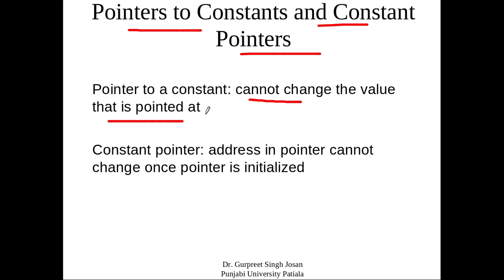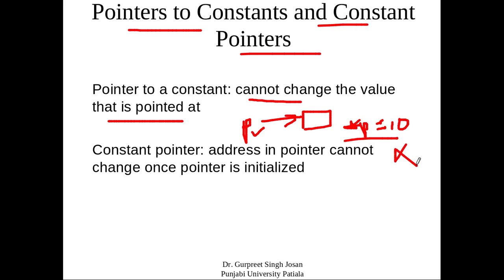If we are declaring a pointer that is pointing to some constant value, it means the value cannot be changed. So that pointer cannot change the value that is pointed at. We cannot write a statement like *p = 10, because p is pointing to a location which is basically a constant value, and you cannot change the value of a constant. So these kinds of operations are not possible.